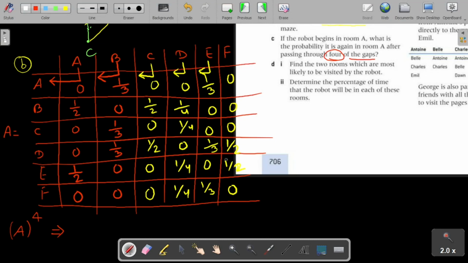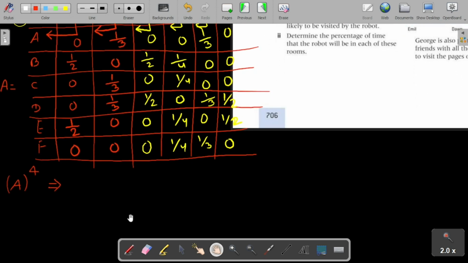So our answer will be 0.2222, right? The answer of the C part will be 0.2222. This is the answer of the third part. Let us see its next part.